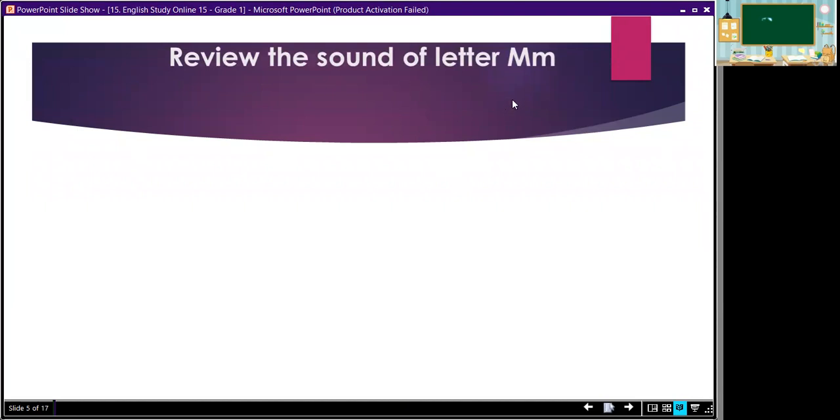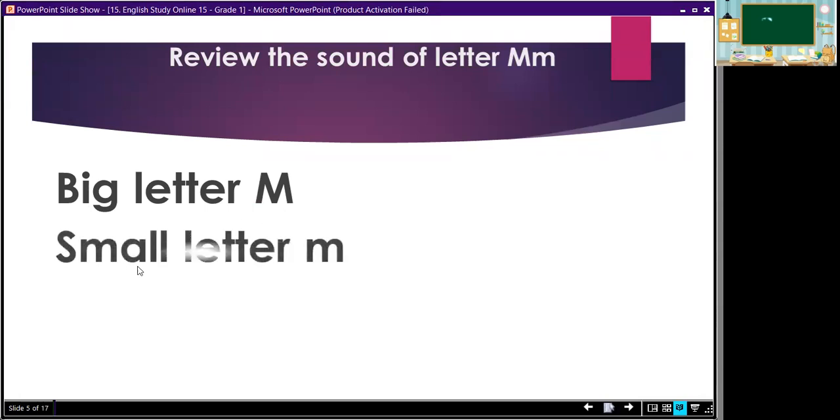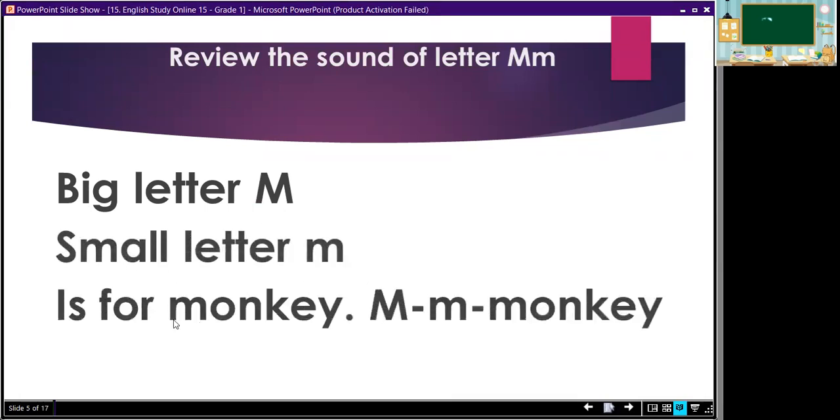Review the sound of letter M. Big letter M. Small letter M is for monkey. Monkey.